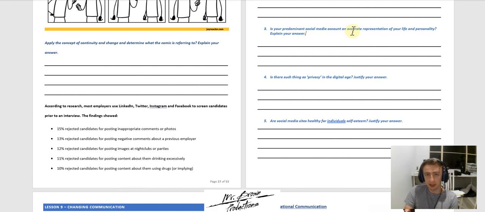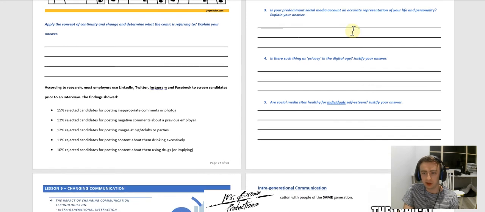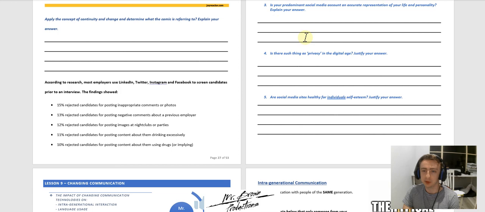So this is where we're looking at the idea from when we looked at identity last semester, that idea of the self-identity versus the social identity, the personal identity versus the identity that you show everyone else. So is your social media account an accurate representation of your life and personality, or is it perhaps just the highlight reel? Explain your answer there for me. Question 4, do you think there is such a thing as privacy in the digital age? Justify your answer. I think that's a pretty self-explanatory question.